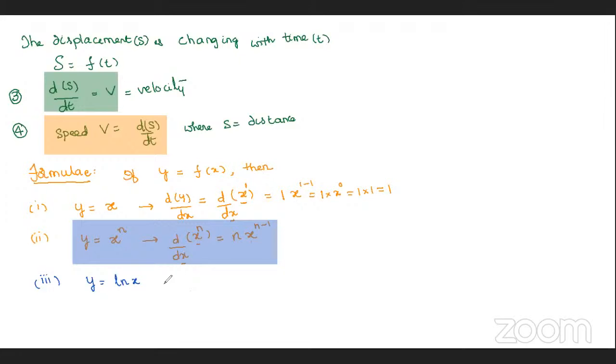Here I am writing, if y is given as log x, d by dx of log x, the formula is 1 by x. Again, every time check that the two functions are the same or not, x and x. So 1 by x. This is one formula that you have to remember. It is completely different from the second formula.